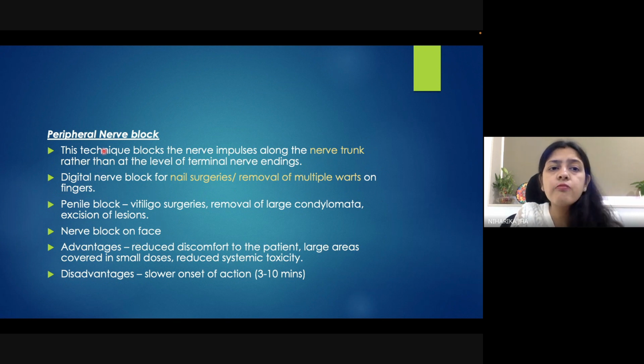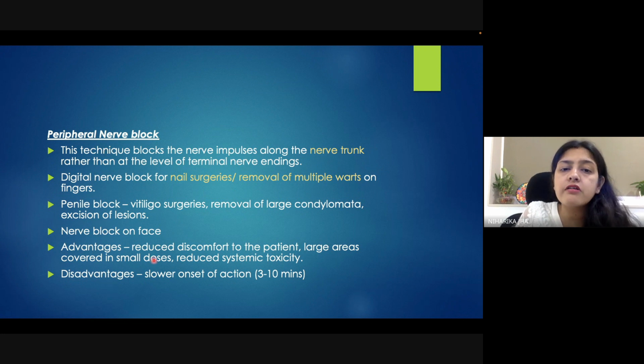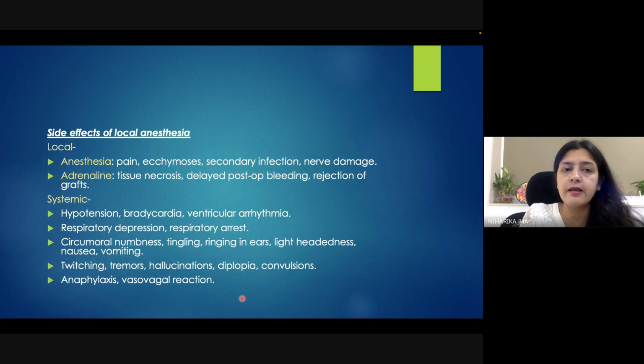What is the advantage of peripheral nerve block? Advantages include that there is reduced discomfort to the patient and large areas can be covered in small doses. And obviously, because large areas are being covered in small doses, the risk of systemic toxicity is also reduced. Disadvantages include slower onset of action. It takes around 3 to 10 minutes for the onset of action after giving the anesthesia.